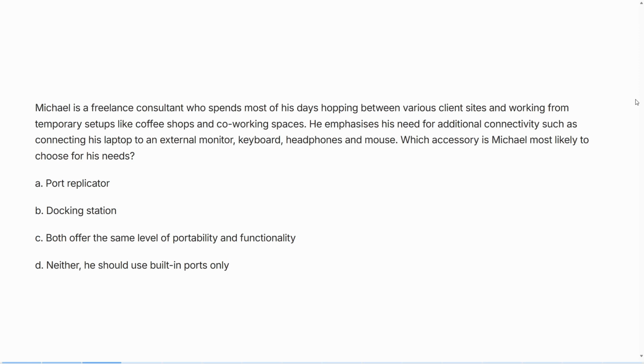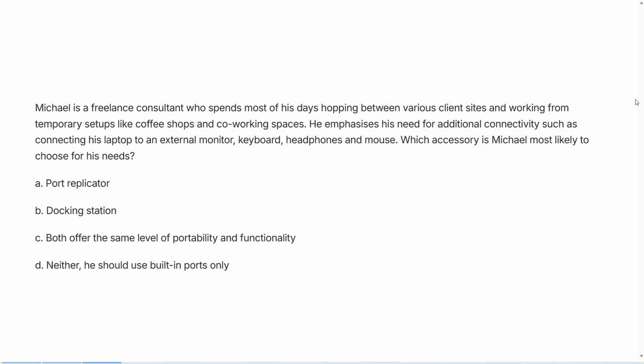The first one from Objective 1 reads, Michael is a freelance consultant who spends most of his days hopping between various client sites and working from temporary setups like coffee shops and co-working spaces. He emphasizes his need for additional connectivity, such as connecting his laptop to an external monitor, keyboard, headphones, and mouse. Which accessory is Michael most likely to choose for his needs? A, a port replicator, B, a docking station, C, both offer the same level of portability and functionality, or D, neither. He should use built-in ports only.